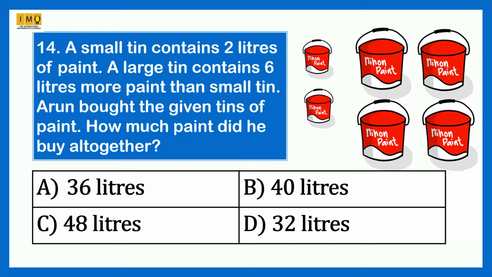So total paint that he has bought is 2 small tins, that makes 4 liters, and 4 large tins that make 4 into 8, that is 32 liters. 32 liters plus 4 liters make 36 liters. So the total amount of paint is option A, 36 liters.